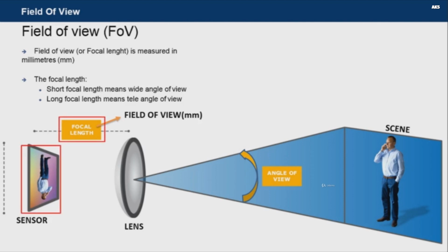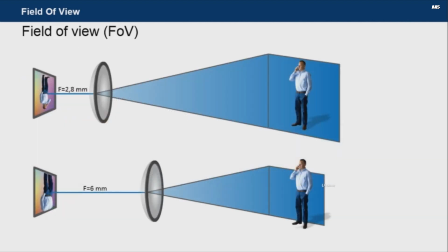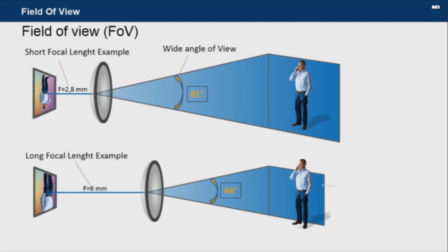The field of view is determined by the focal length of the lens and the size of the image sensor. Both are specified in the network camera's datasheet. A lens focal length is defined as the distance between the lens and the sensor of the camera. So you can change the angle of view and the field of view by changing the focal length, by moving the lens closer or farther from the image sensor of the camera. A short focal length means a wide angle of view and a long focal length means a tele angle of view.